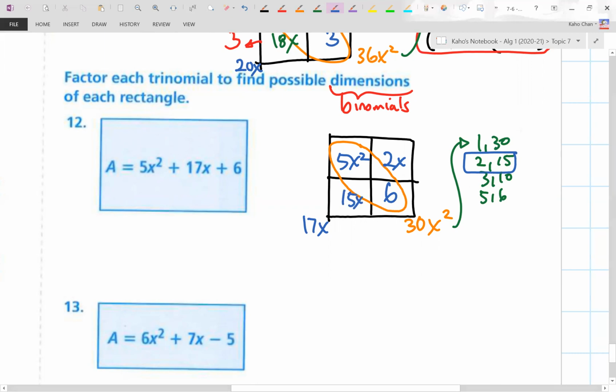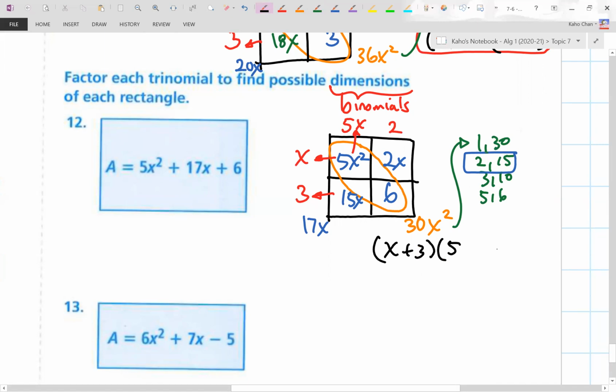GCF of each row and column. Ooh, I can't take out a coefficient there. I can take out only an x. Second row, I can take out a 3. Yep, there it is. First column, 5x. Second column, 2. There's my answer. Yay.